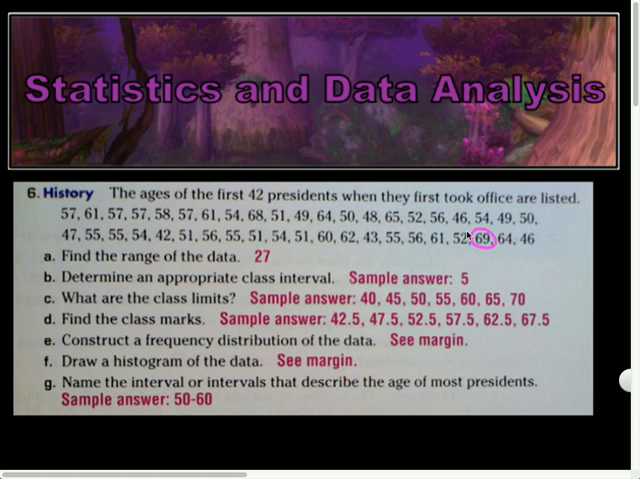So what is the highest number? It's 69. The lowest number, I think, was 42, which also happened to coincidentally be the number of presidents there. So 69 minus 42 is 27, so that's where that came from. Now it asks a question. It says determine an appropriate class interval.